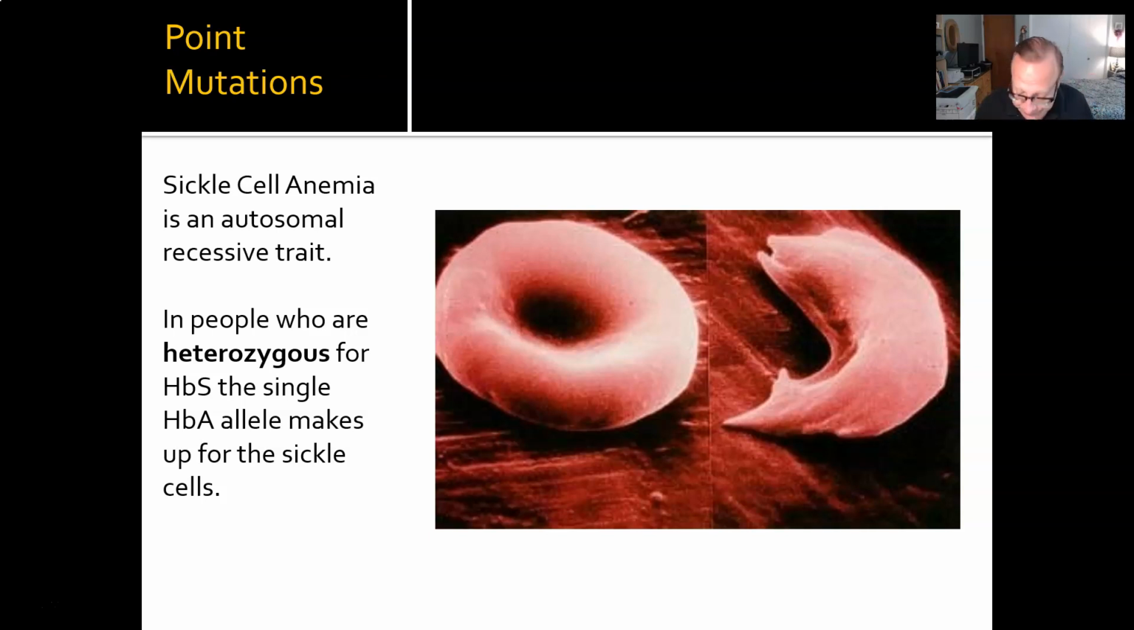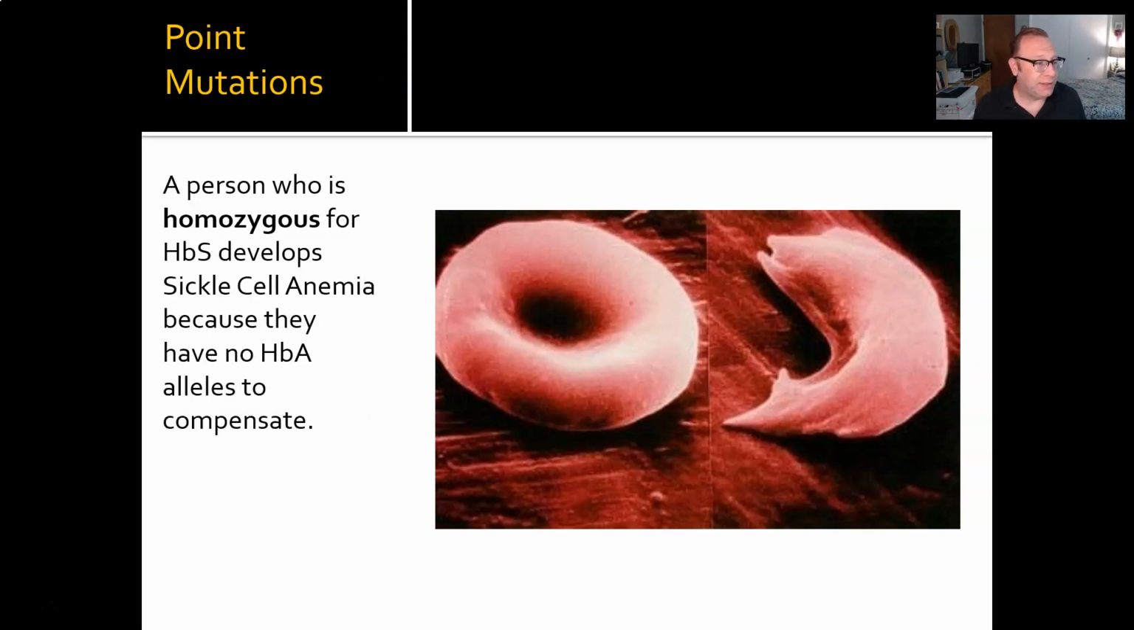That's important because a person who is heterozygous still has a normal gene that can take up the slack for the defective one. But a person who is homozygous for sickle cell, that is, they have 2 copies of HBS, will develop sickle cell anemia because they have no normal copies of that gene to compensate.